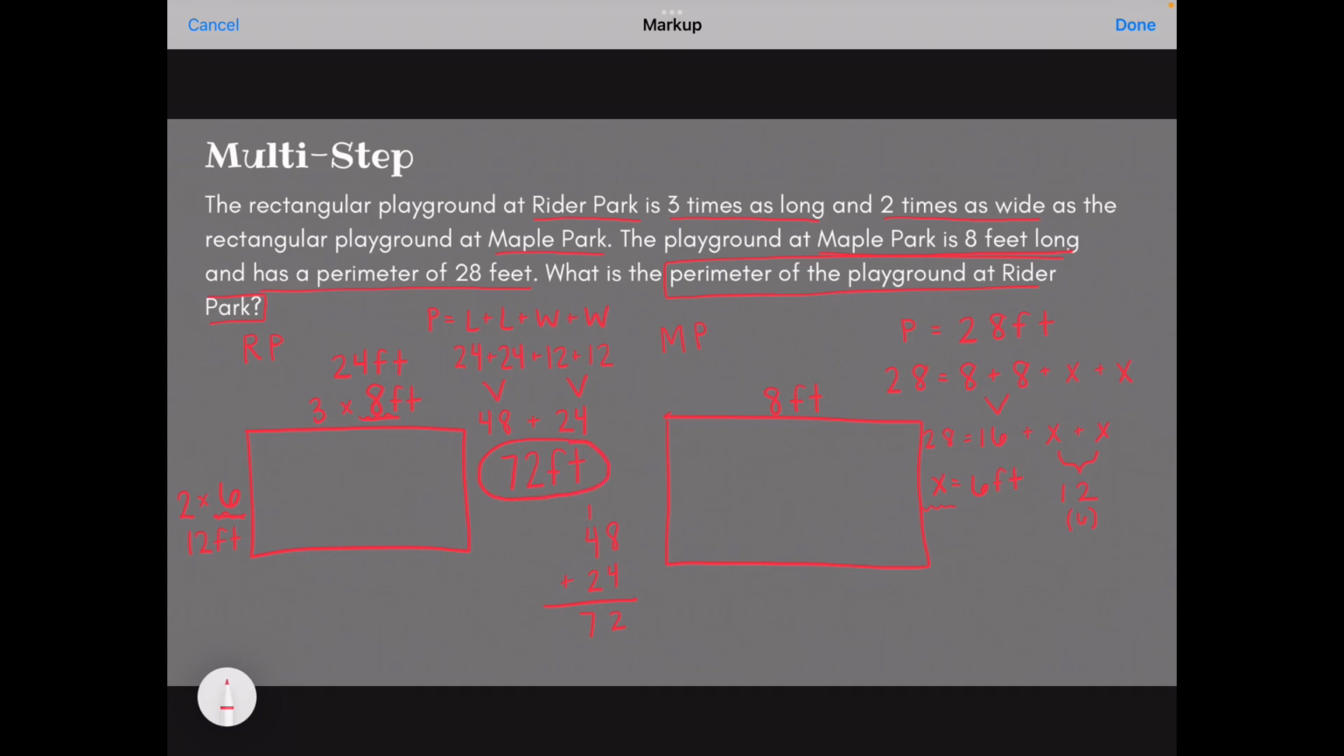Definitely a multi-step problem. Drawing out models of each park was extremely helpful to solve this through, and also just going back to my story problem several times in order to get all of the information that I needed.